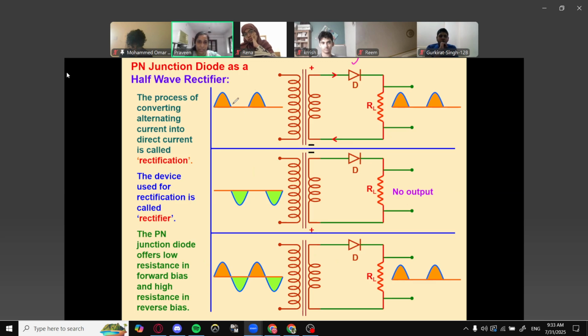Now, this is the AC signal that we are mentioning. You can see the third diagram, this one. The other one has been split. See this one. This is the positive half cycle, the yellow part. And this is a negative half cycle. Again, positive half cycle. Again, negative half cycle. Likewise, it will be coming.